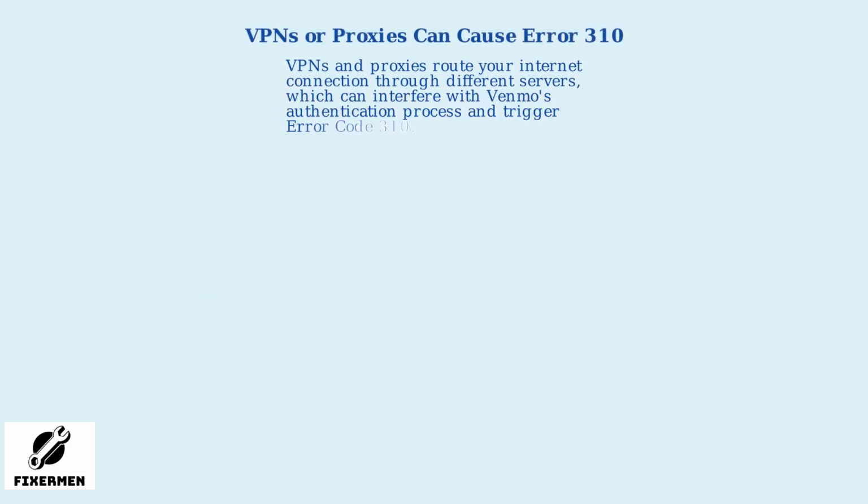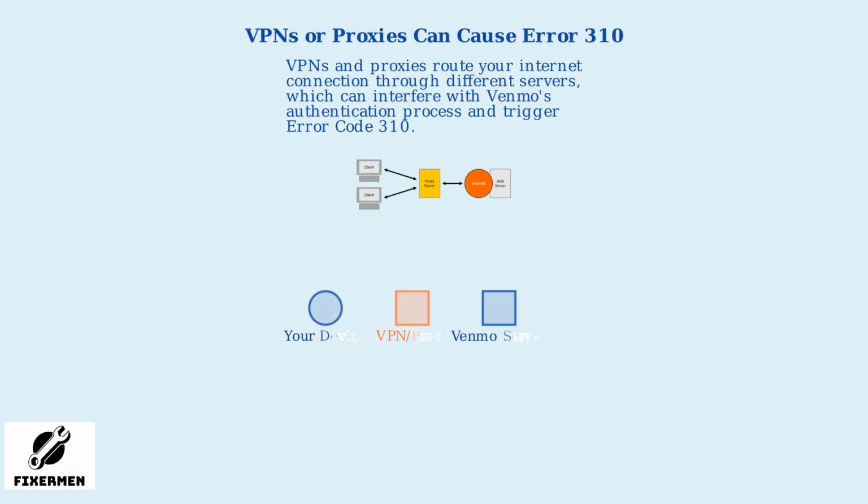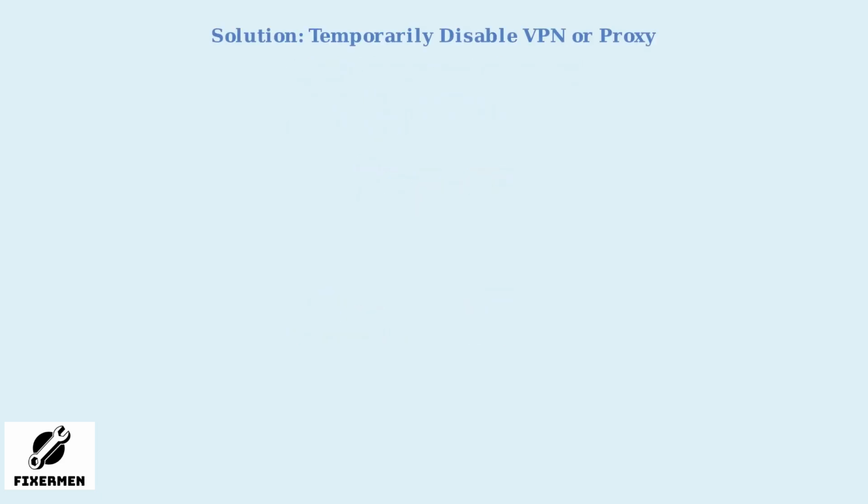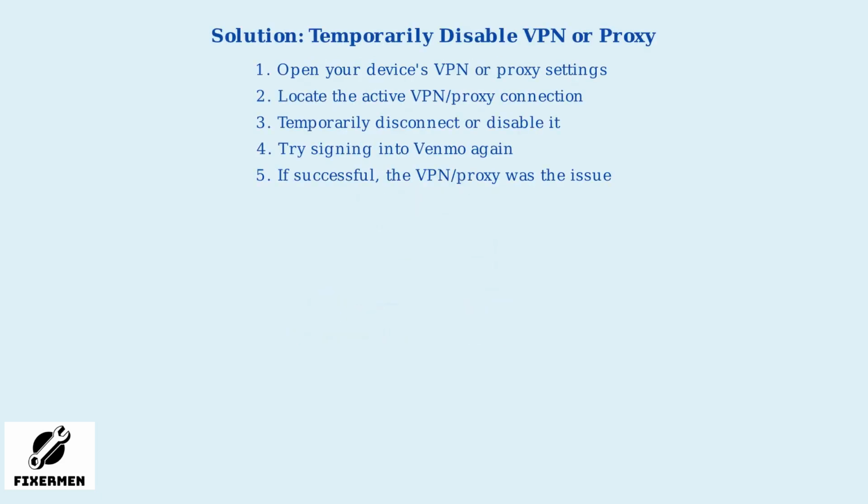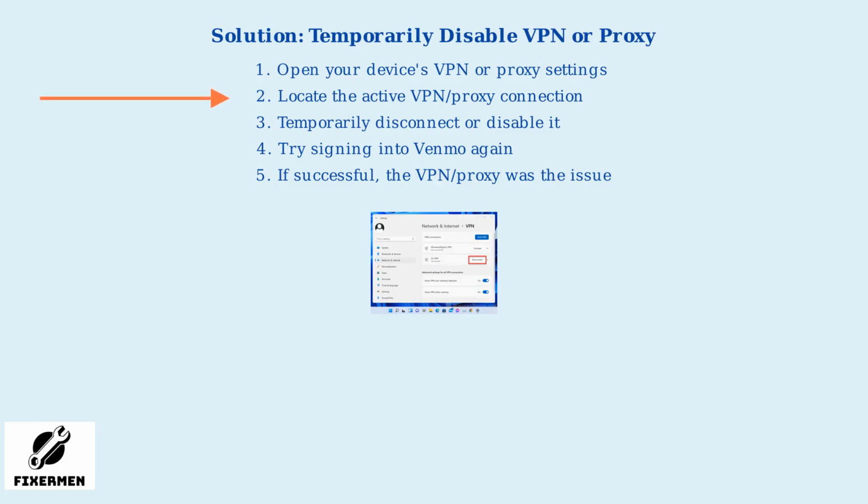VPNs or proxies can interfere with Venmo's connection by routing your traffic through additional servers. This change in network path can trigger error code 310, as Venmo's authentication system may not recognize or validate the altered connection. To resolve this, temporarily disable your VPN or proxy. On most devices, access your network settings, find the VPN or proxy option, and turn it off. Then attempt to sign into Venmo.